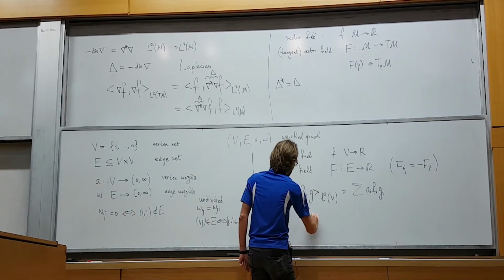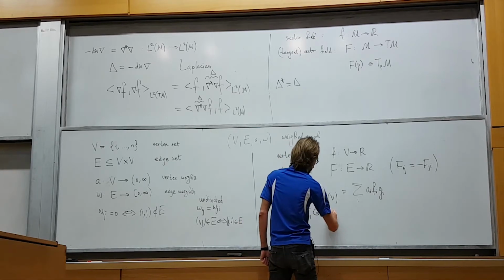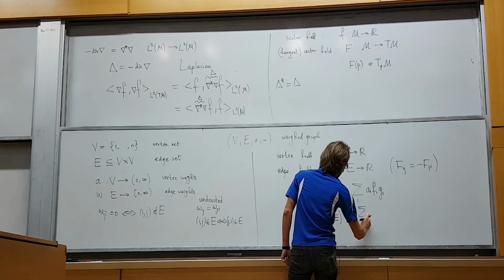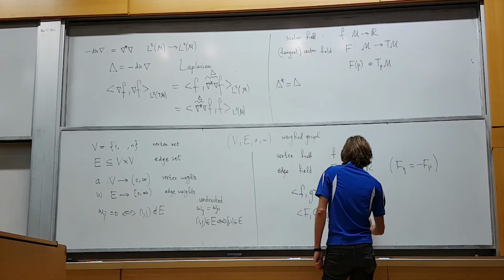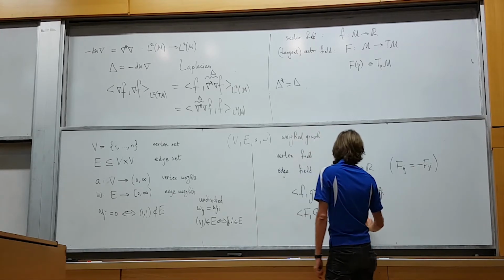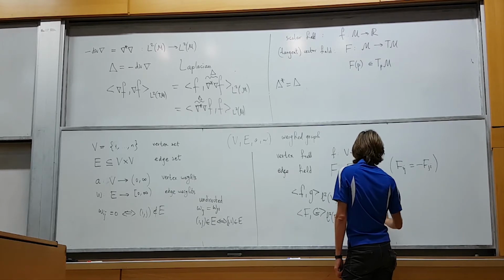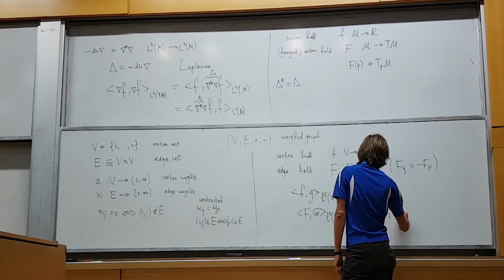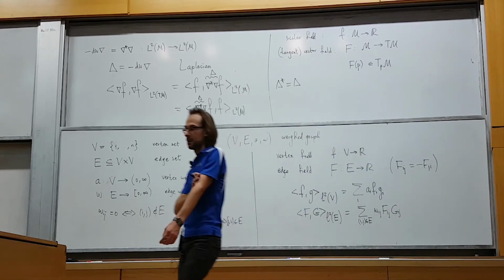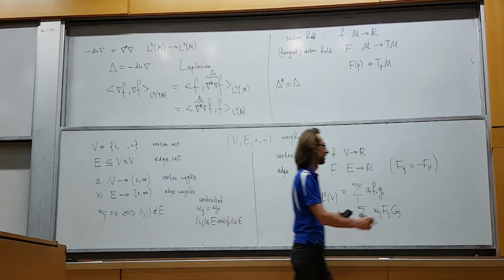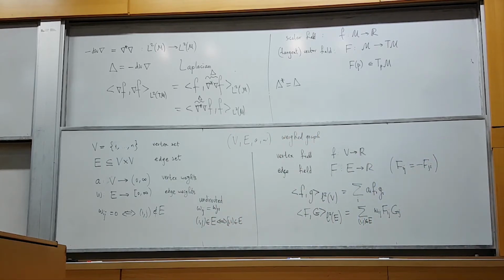And for edge fields, we have the sum over ij belonging to E of Wij Fij Gij. Okay? So again, we reconstructed the standard inner products. We need inner products to define, for example, the adjoint.